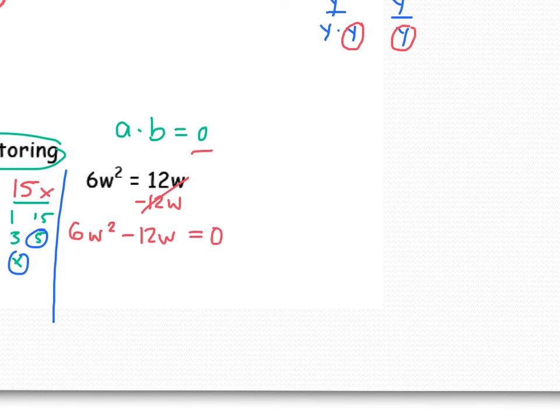I cannot subtract 12 from 6. I cannot combine the w because they're not like terms. All I did was move this to the other side. And now what do I have? It's equal to 0. That's important because we cannot apply this property if it's not equal to 0.